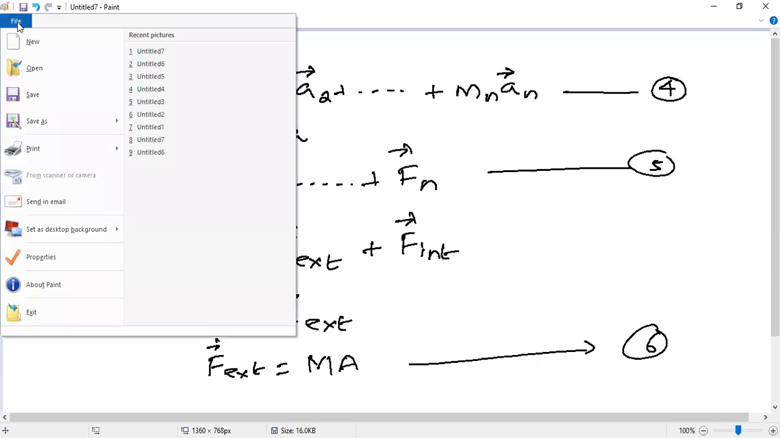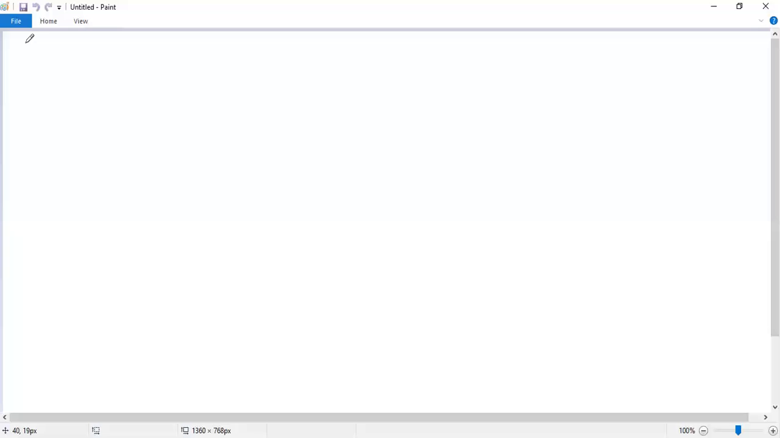Okay. Next topic. The conservation of linear momentum and the velocity of the center of mass of a system. Sir, again repeat, you are saying very fast. Again, I will write. Conservation of linear momentum. What is the momentum formula?